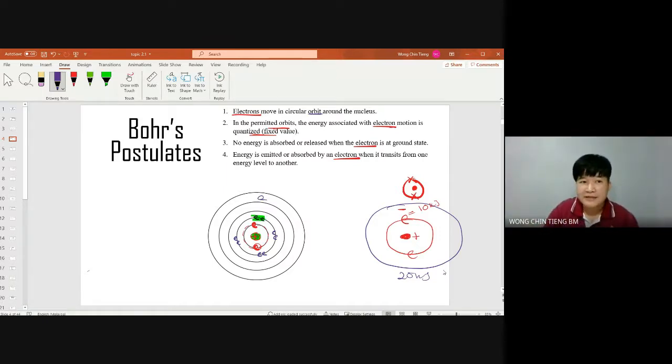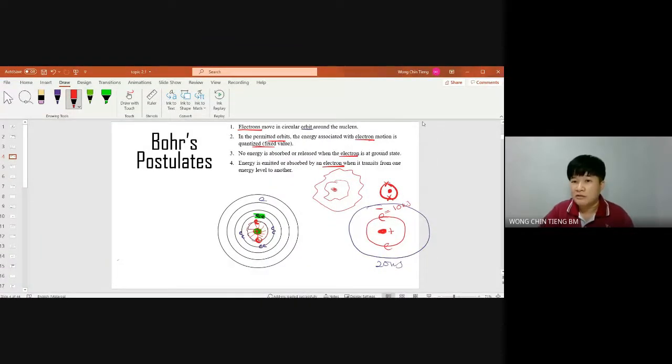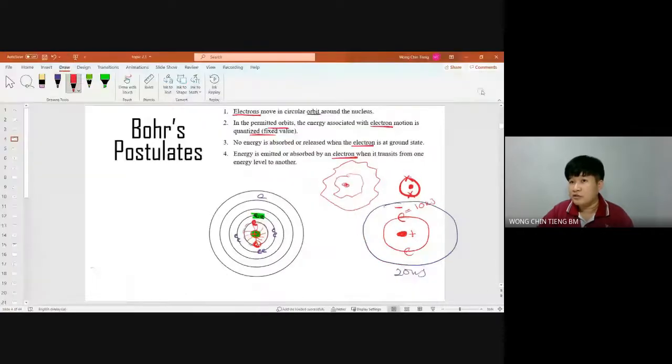Why will it always be at the same distance? Because its energy is the same, so it will always move at the same distance. That's why you have the orbit. Okay, why isn't your orbit zigzag? Why isn't your orbit like this? It will never be like that, because we have a fixed amount of energy. So when the energy is fixed, the distance must be fixed. Okay, so far, you've heard the same thing before, right?